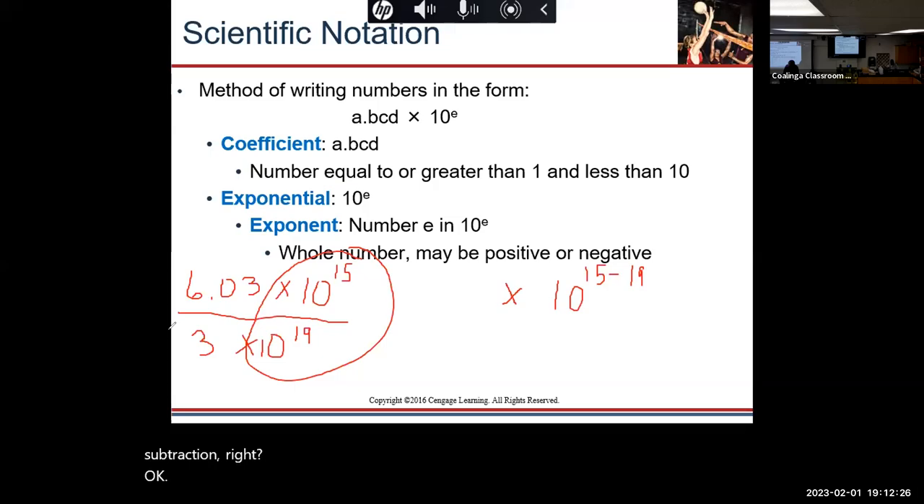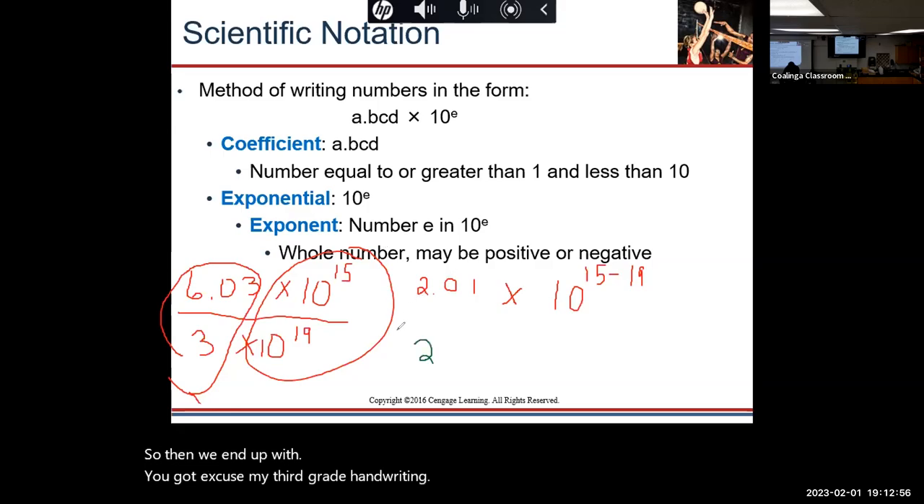And then we know that we can divide 6.03 by 3. Okay, so then we end up with 2.01 times 10 to the negative 4.